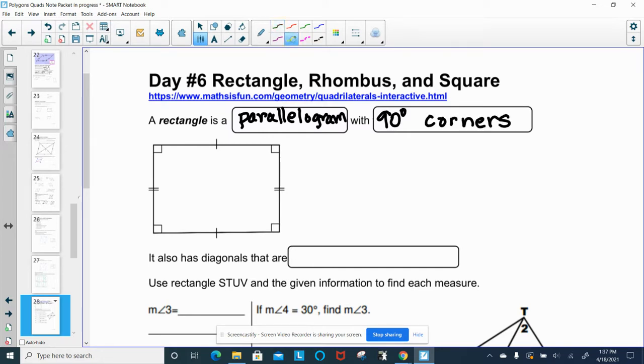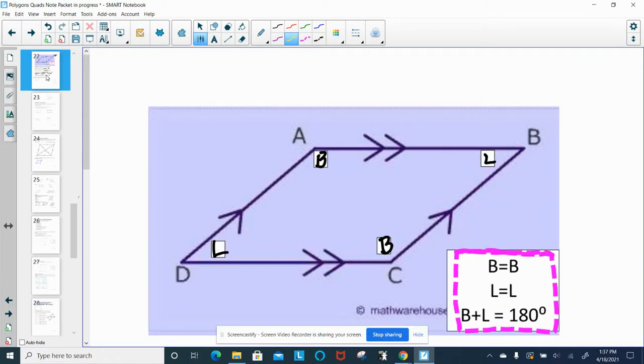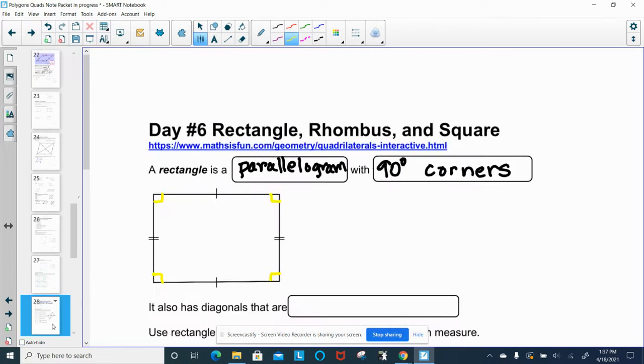So hopefully you can see in the picture, I'm just going to highlight them in yellow. The parallelograms that we looked at didn't look like that. I mean, if you look at our parallelogram, these were not necessarily going to be 90. I guess it could be 90, but in that case, this would be a rectangle, a special type of parallelogram.